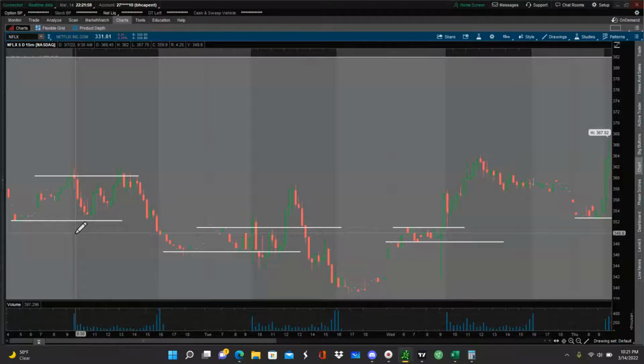Number two, I'm looking to see if the price can rise above resistance or if price rejects resistance. And I'm also looking to see if price either falls below support or it bounces from support.